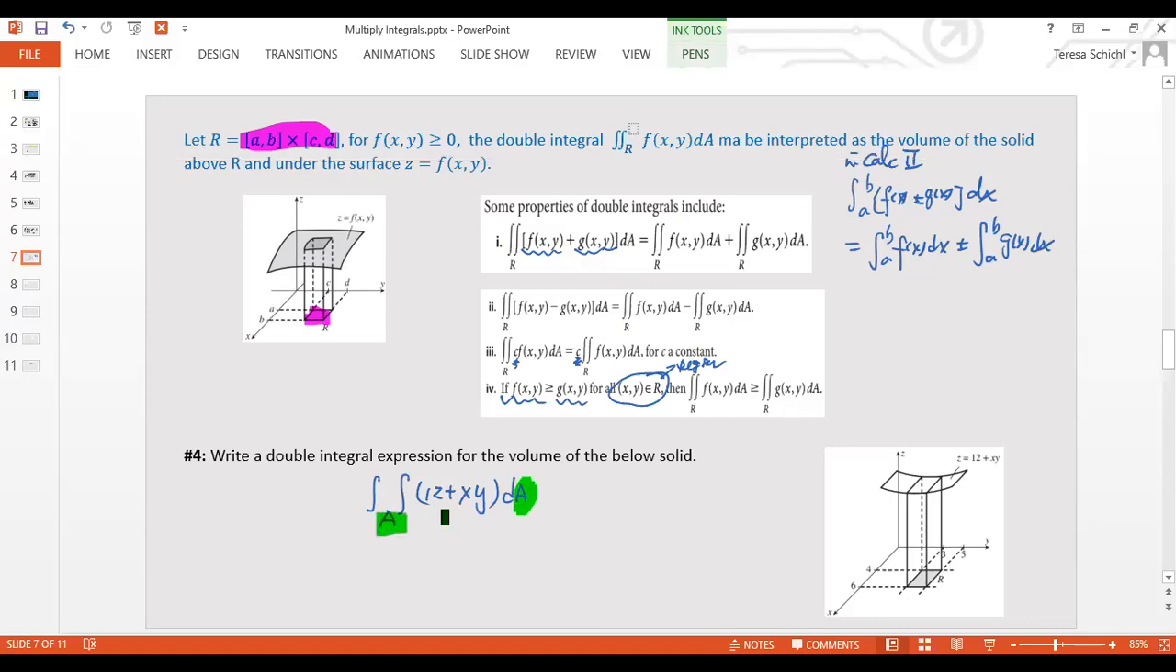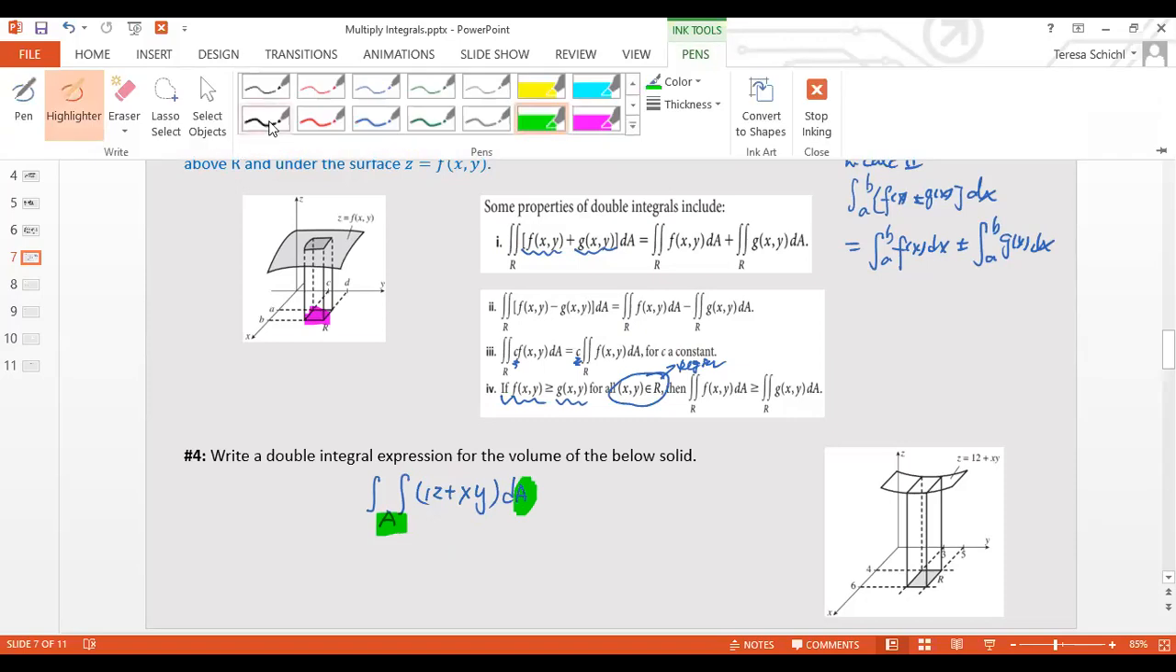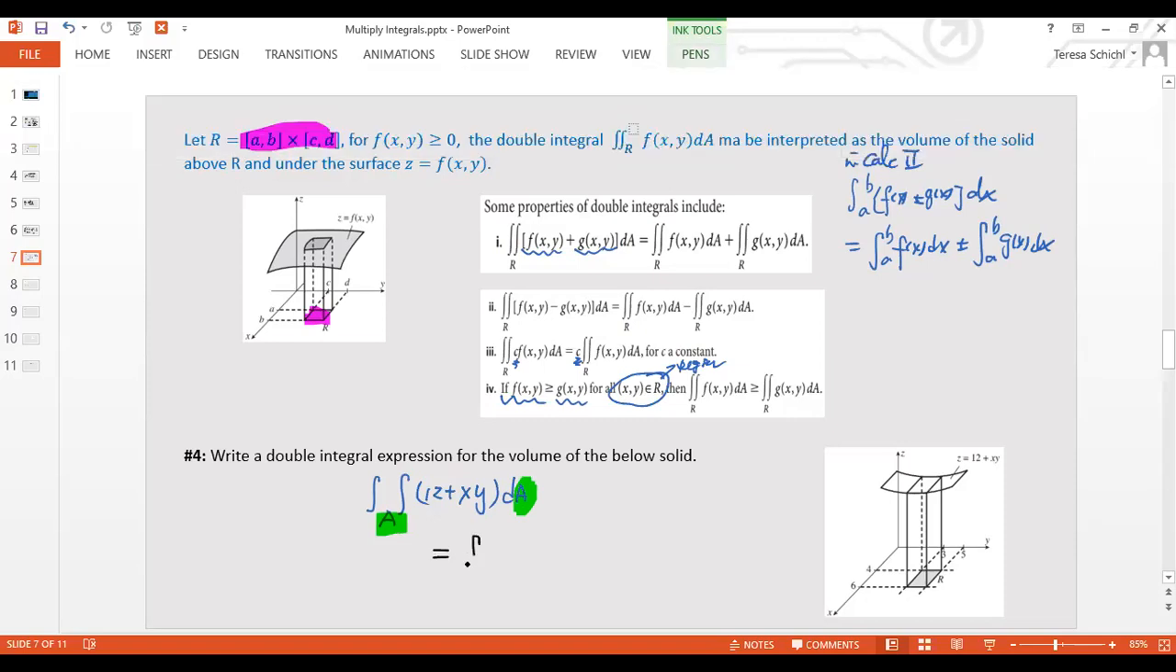So what is this region A here? The function is 12 plus xy. If I want to integrate with respect to x first, then dy, if you do the x first, you need to use the x limits. So dx goes from 4 to 6, and then y goes from 3 to 5. That's what it wants you to do here.